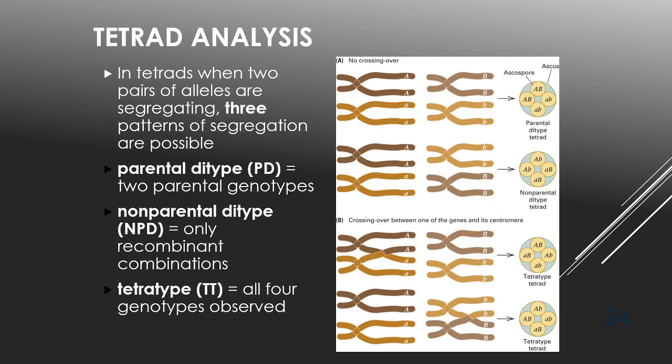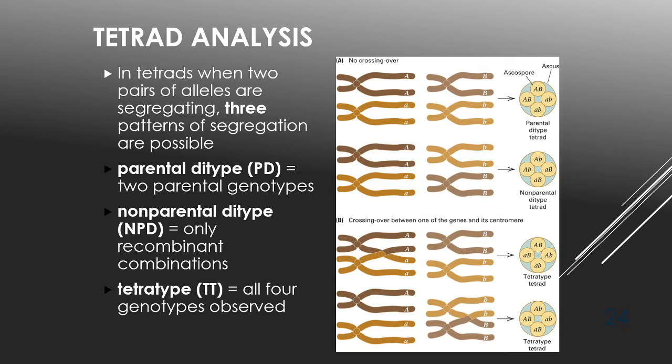In tetrads, when 2 pairs of alleles are segregating, 3 patterns of segregation are possible. You have the PD, parental ditype, meaning that you have 2 parental genotypes. NPD, non-parental ditype, meaning that you only have recombinant combinations. Lastly, tetratype, TT, where all 4 genotypes are observed.